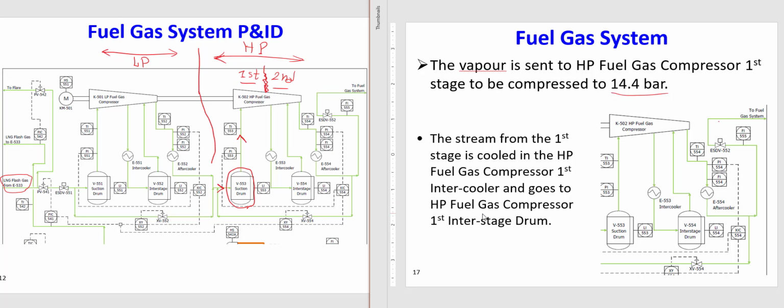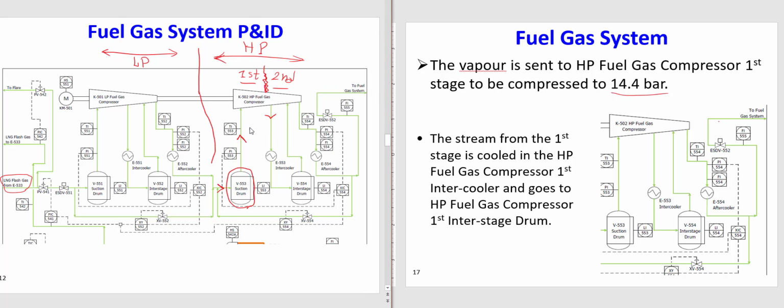It reached 14.4 bars; here it was 7.7, now it is 14.4. Now it goes to the intercooler. Like for any compression system with two stages or two compressors, we usually have an intercooler between the two compressors or compression stages. We have an intercooler to decrease the temperature. Otherwise, the efficiency of compression won't be that high.